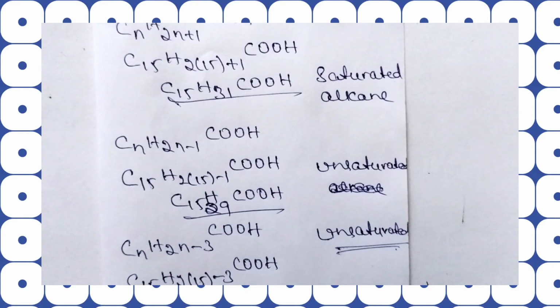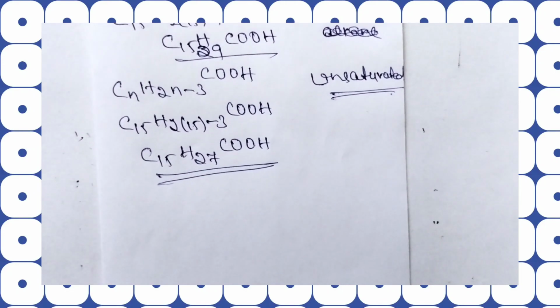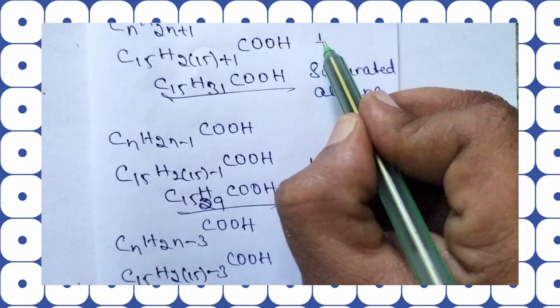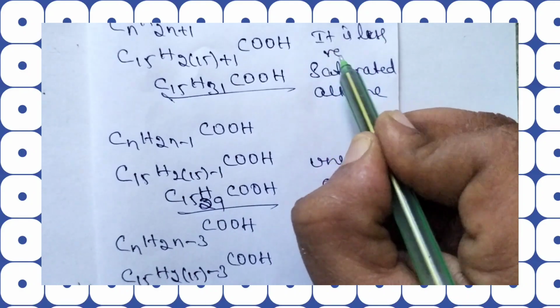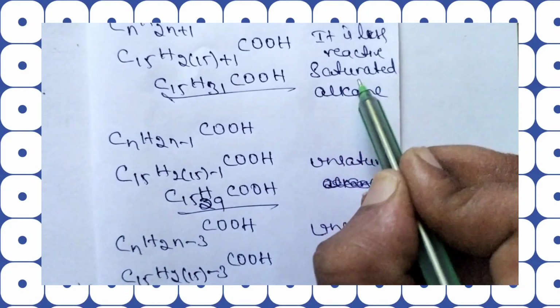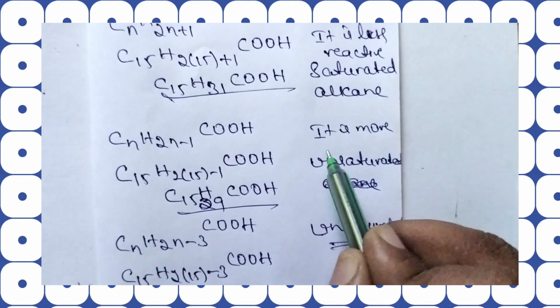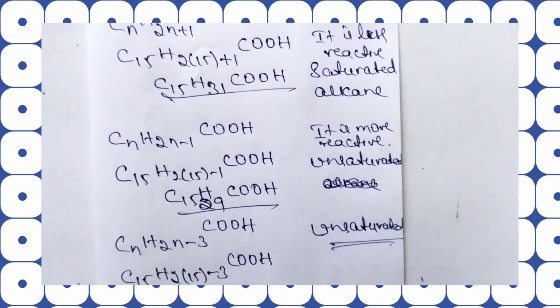So these are C15 H29 COOH and C15 H27 COOH, it becomes more active and hence it belongs to unsaturated. It is less reactive. Since it is less reactive, it belongs to saturated. It is more reactive. Since these two are more reactive, they belong to unsaturated. Less reactive, saturated; more reactive, unsaturated.